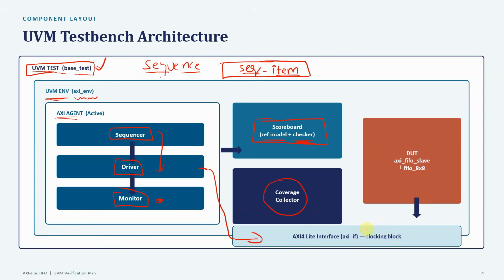And this interface is going to give it to the design. The monitor is also going to monitor the transactions which the driver has driven as well as the transactions the DUT has given through the same interface. So both the driver and monitor are going to use the interface, and the DUT is also going to use the interface. So the driver, monitor, and design are going to be connected through this particular interface. No other module like scoreboard, coverage collector, sequencer, or environment is going to have access to the interface. They are not going to use the interface.